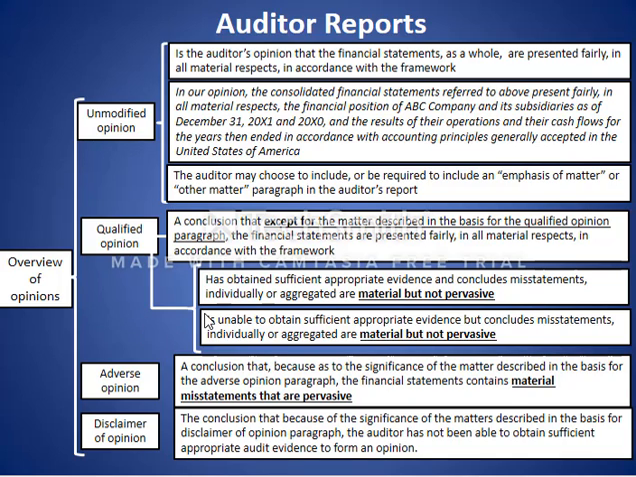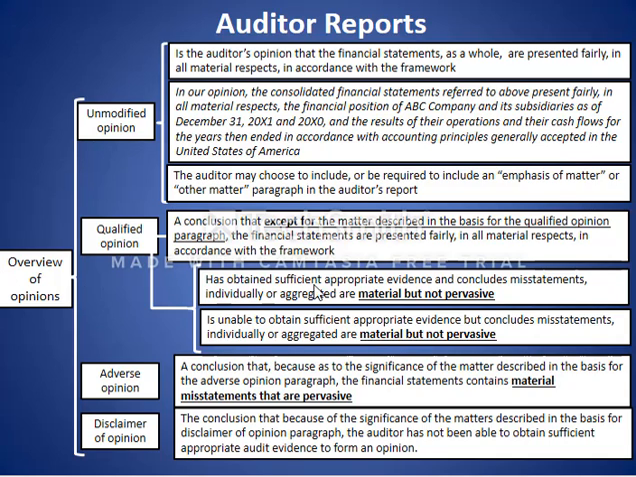Now, there are two different situations where the auditor can end up issuing a qualified report. And that will be where the auditor obtains sufficient appropriate evidence. In other words, they can prove it. The auditor has obtained sufficient appropriate evidence and concludes misstatements, individually or aggregated, are material but not pervasive.